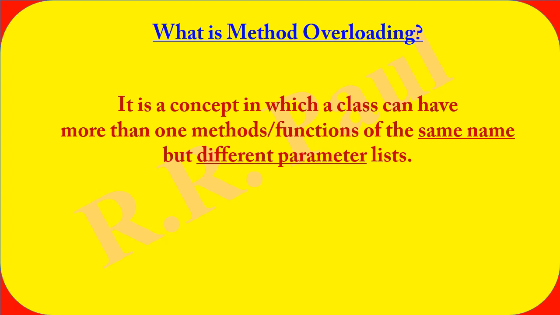Well, it is a concept in which a class can have more than one method or function of the same name. Remember, more than one method or function of the same name, but having different parameter lists. Parameter list means the function signature part.